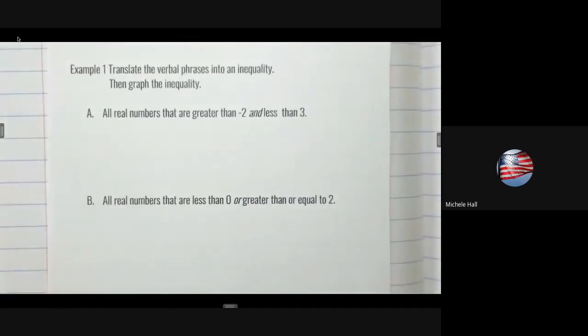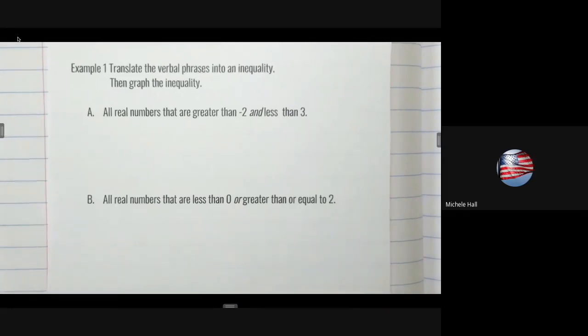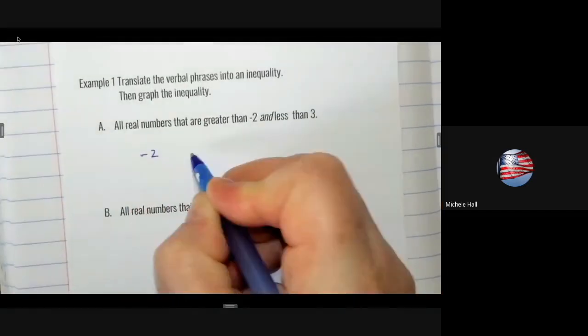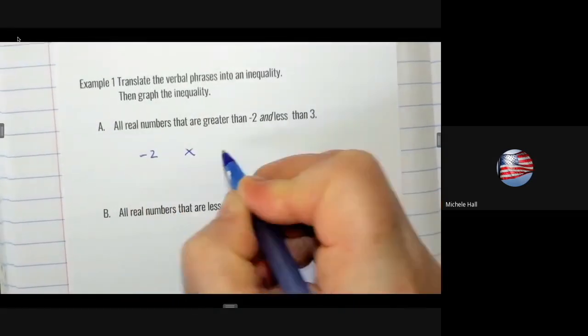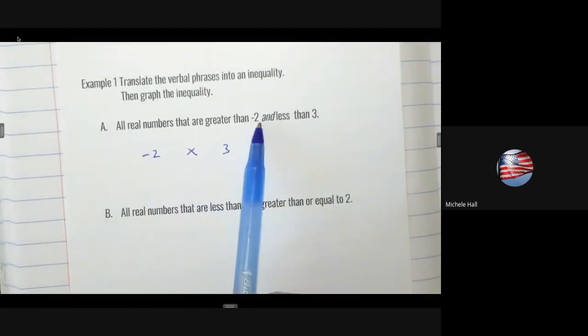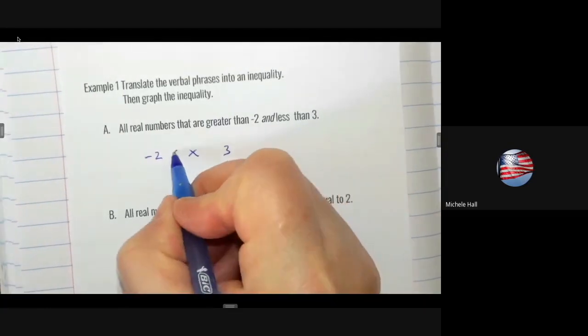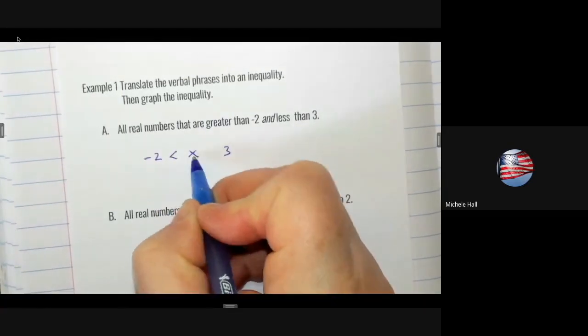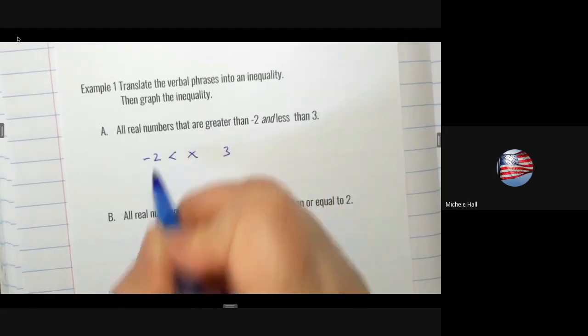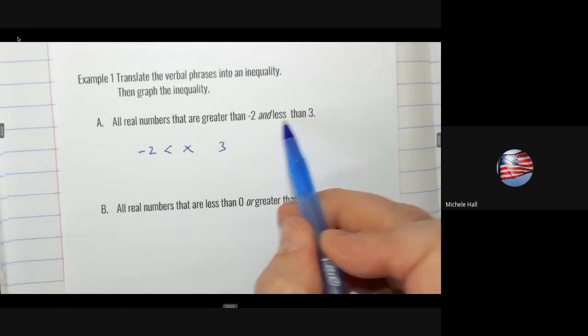Example 1, translate the verbal phrases into an inequality, then graph the inequality. All real numbers that are greater than -2 and less than 3. We have -2, our variable will be in the middle, and we have 3. It says all real numbers that are greater than -2, so x is greater than. What's next to the x? The open part, the greater part. x is greater than -2 and less than 3.